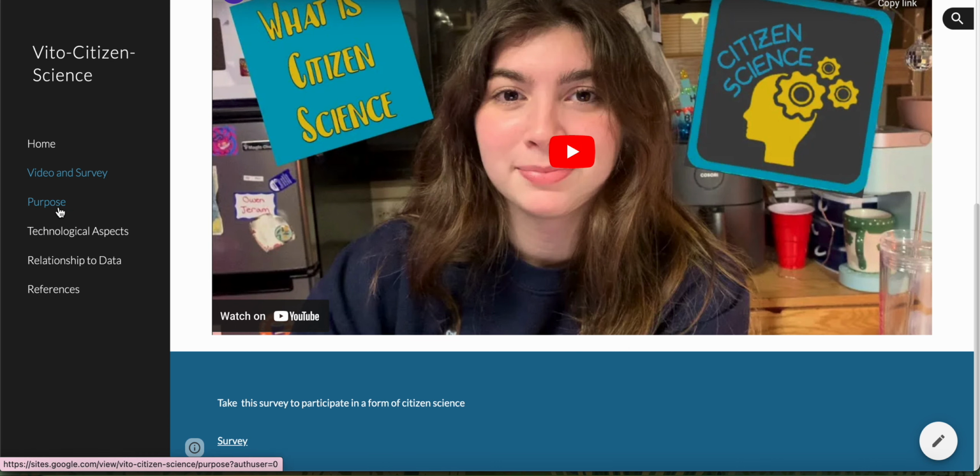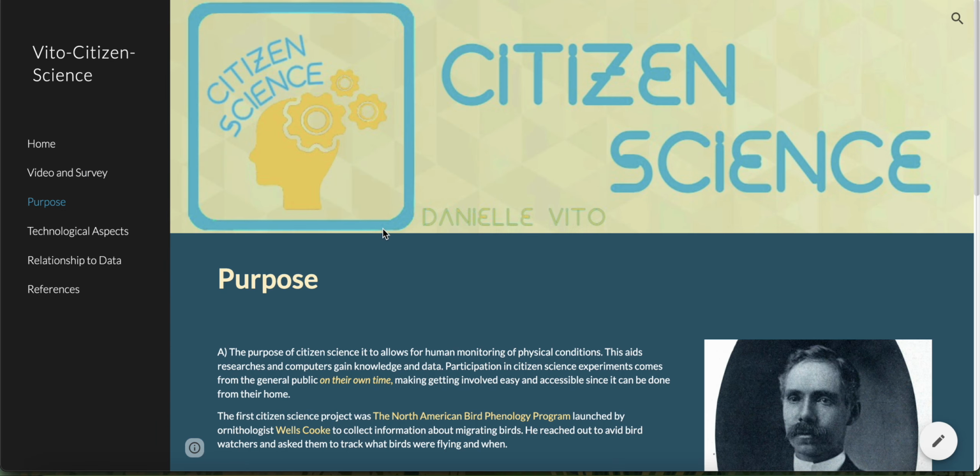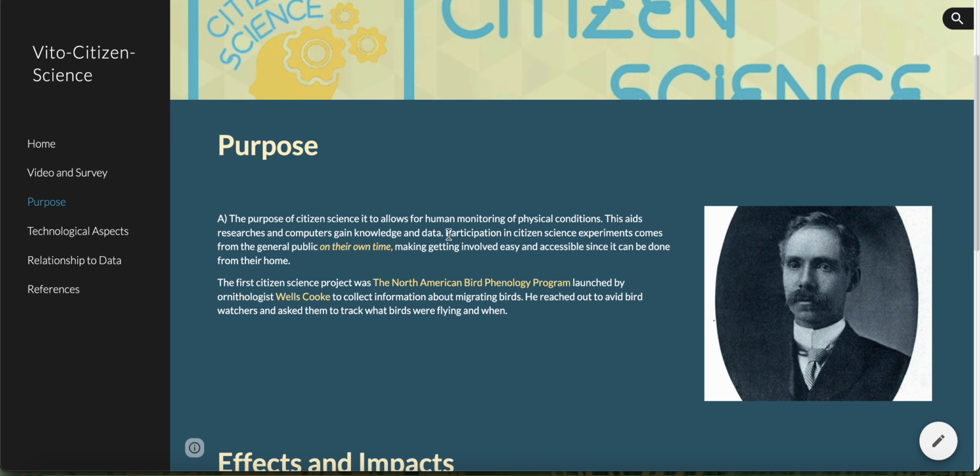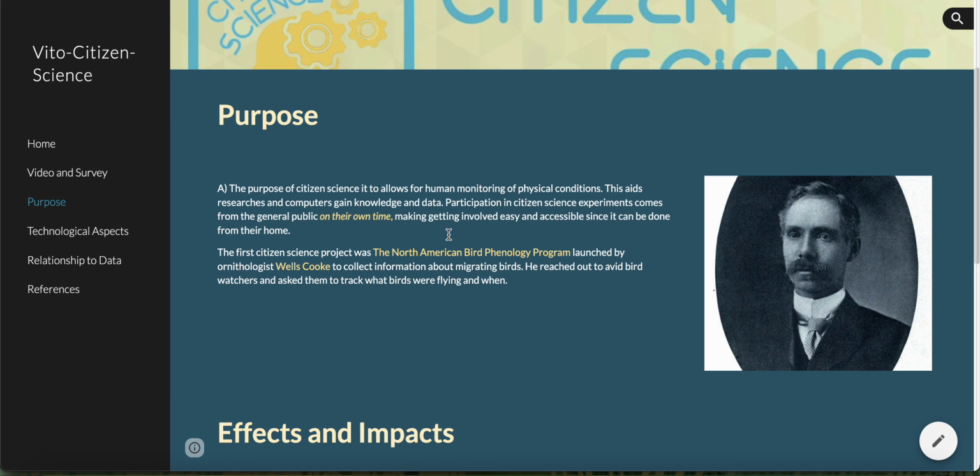Moving on to the third slide, purpose. The purpose of citizen science is to allow human monitoring of physical conditions. It helps researchers and computers gain knowledge and data. It's very easy to do. You could do it on your own time. You just need access to a computer. Usually you don't get paid. This is on a community service basis.